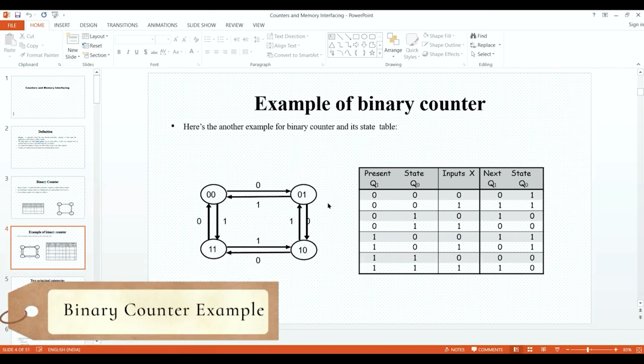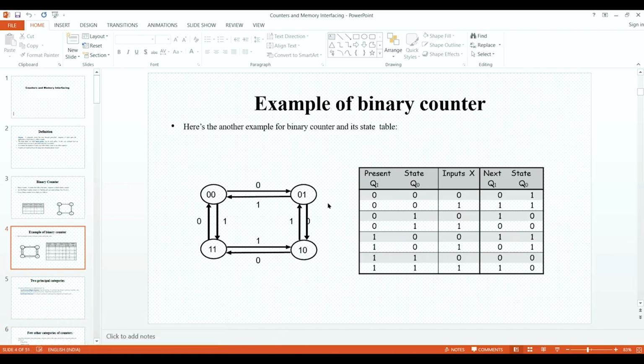Now I have an example of this binary counter. Here we are talking about the state transition table. Okay, and the inputs we are also shifting over here. You can see that the 0 is shifting to 0 and the next state would be 1. Similarly, in that case, the input is 1. You can consider this input as a clock. If the clock is there, then your next state would also be accumulated or shifted.